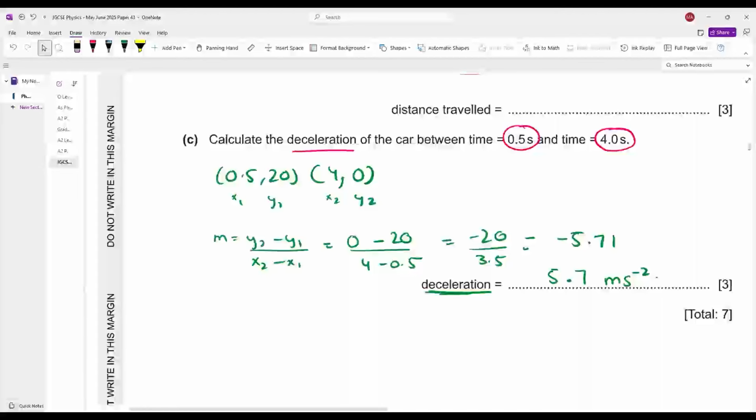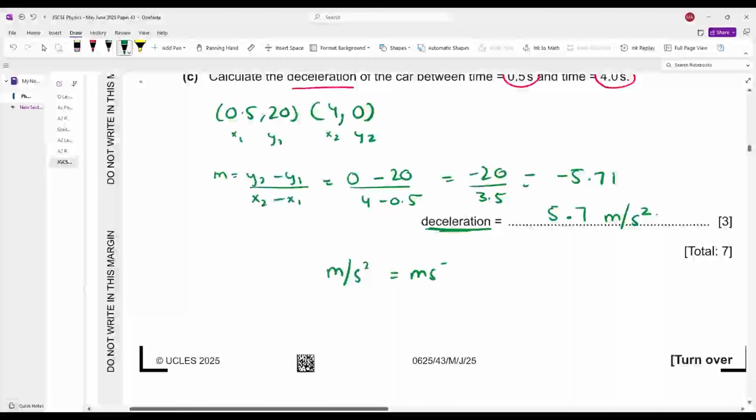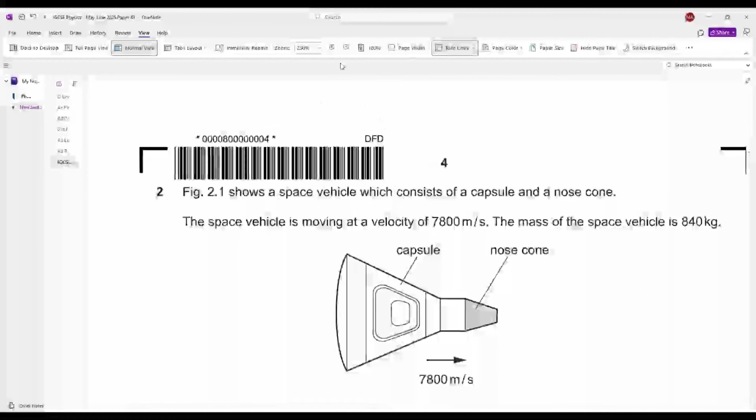The units of deceleration or acceleration are ms minus 2. If you don't want to write ms minus 2, you can write meters per second square. These two units are same. Sir, how? This is meters divided by second square. If you bring the second square to the top side, the power of second becomes -2. Simple. Both of these units are same. Let's move ahead.